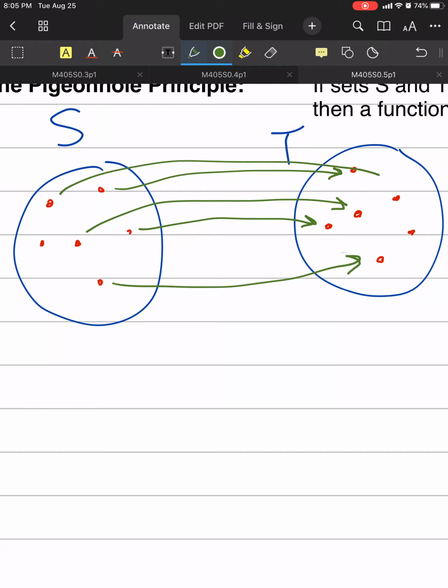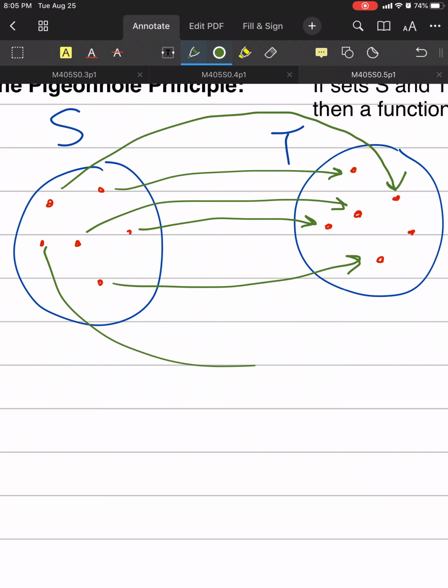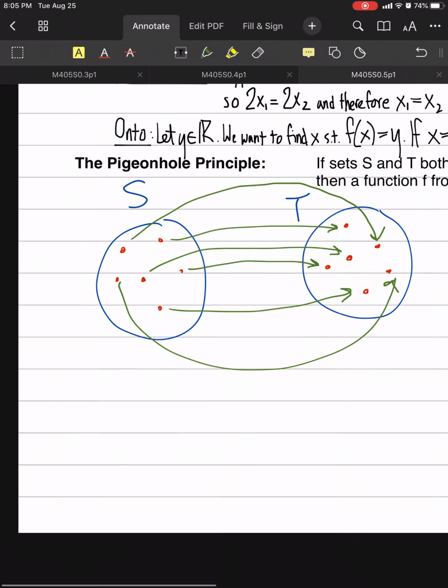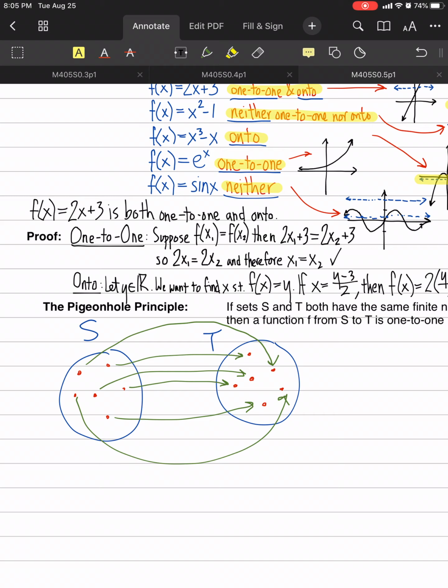So you can't, hang on, this is awkward. There we go, and this one right here. So if you want to hit every element in T, you can't have something in S hit the same element twice, or you'll lose it. You won't hit every element. Likewise, if you want to make every element in T be hit only once by elements in S, then you wind up using every element in T. So that's the idea of the pigeonhole principle.